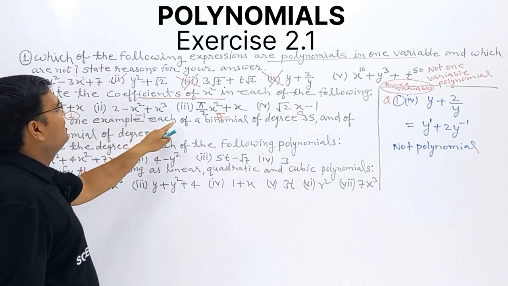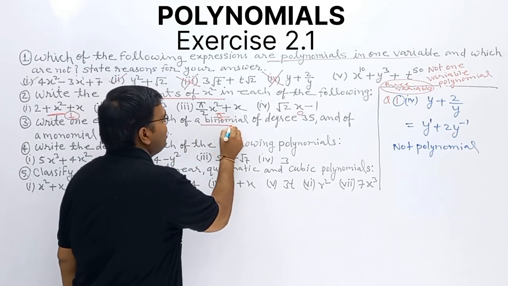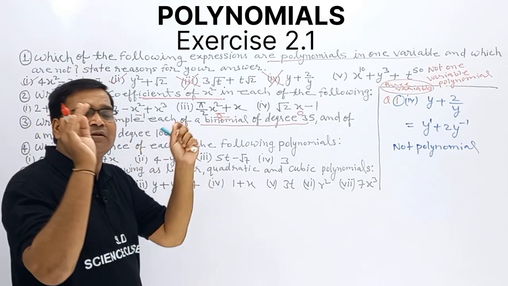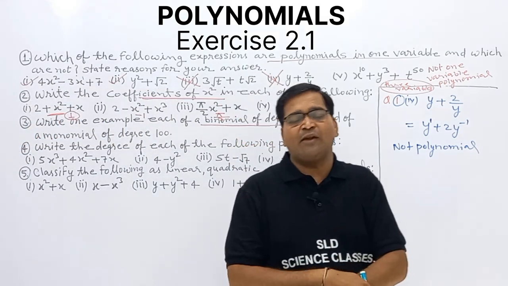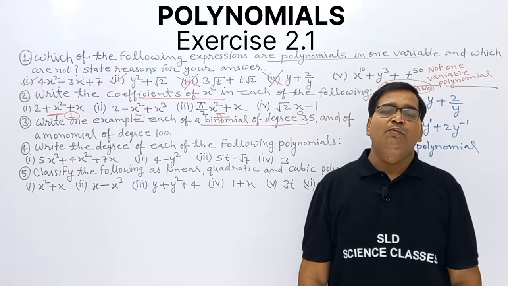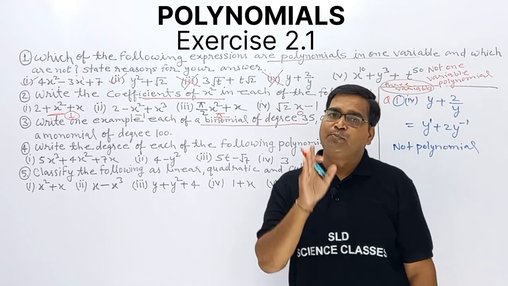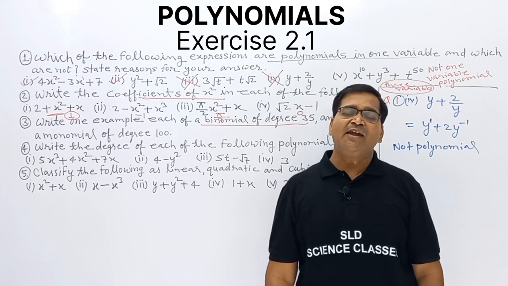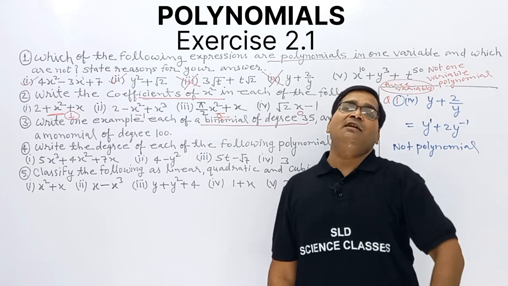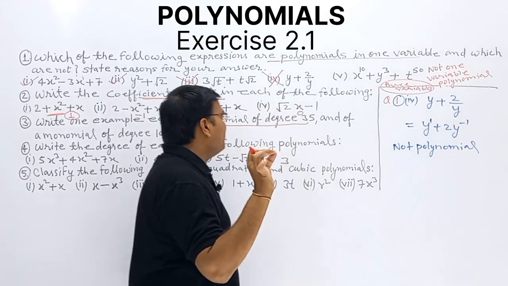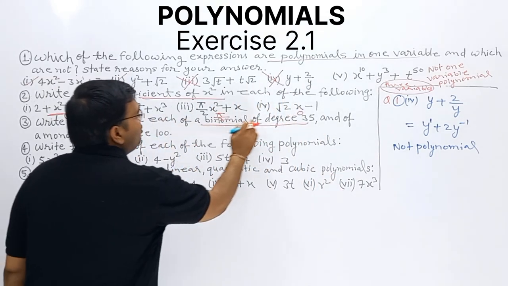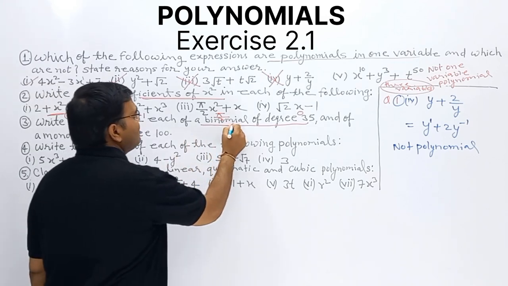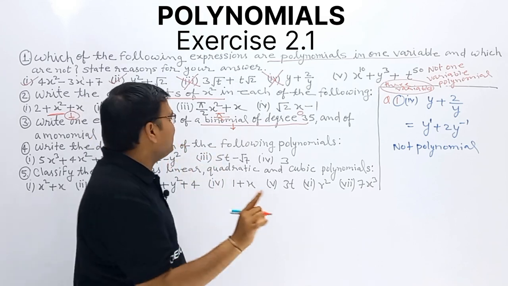Write one example of each of the following: a binomial of degree 35. On the basis of the number of terms, we classify polynomials in 3 ways: monomial having a single term, binomial having 2 terms, trinomial having 3 terms. Now first we want one example of a binomial of degree 35. Binomial has 2 terms, so 2 terms should be in our expression.